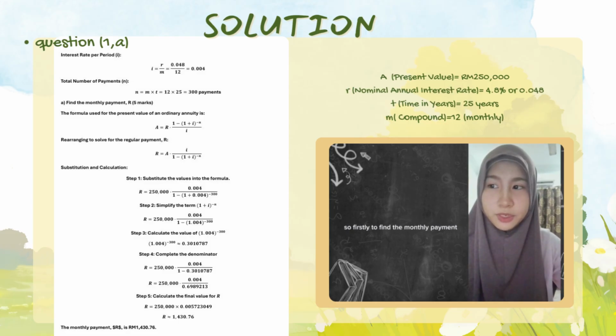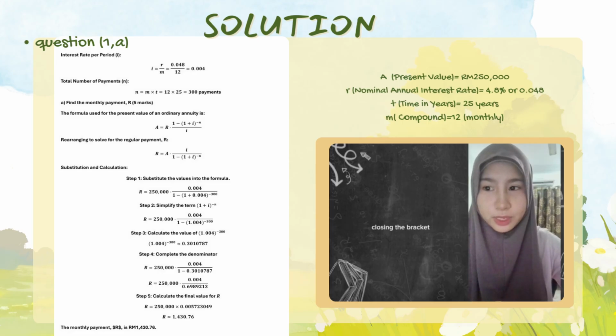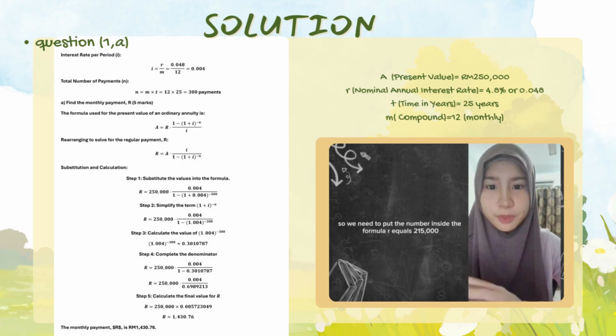So to find the monthly payment, we need to use the formula for the present value of an ordinary annuity, which is A equals R times (1 minus (1 plus I) to the power of negative N) over I. But to rearrange for the regular payment, we need to find R instead of A. So R equals A times I over 1 minus (1 plus I) to the power of negative N. So we need to put the numbers inside the formula.